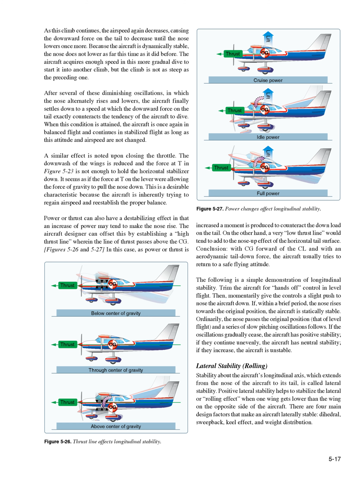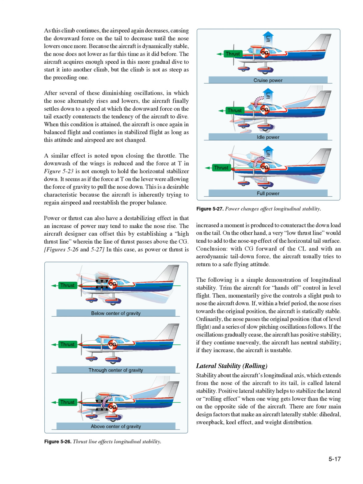A similar effect is noted upon closing the throttle. The downwash of the wings is reduced and the force at T in figure 5-23 is not enough to hold the horizontal stabilizer down. It seems as if the force at T on the lever were allowing the force of gravity to pull the nose down. This is a desirable characteristic because the aircraft is inherently trying to regain airspeed and re-establish the proper balance.